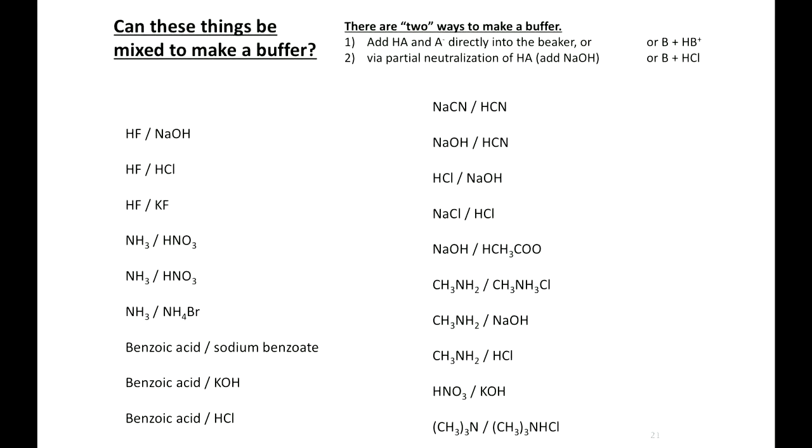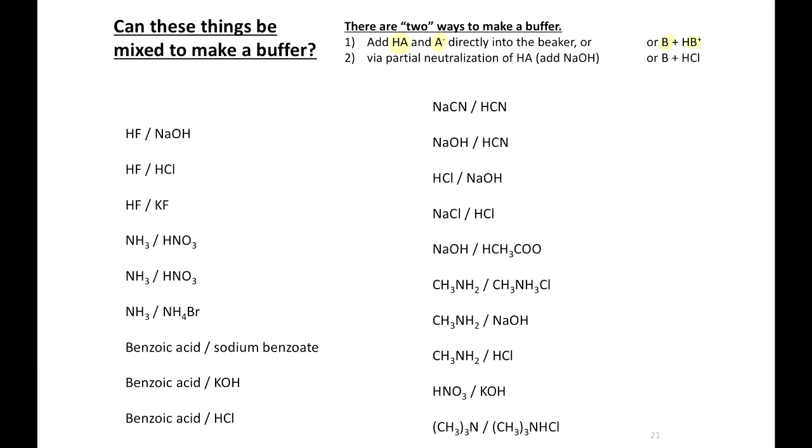Okay. I told you there are 2 ways to make a buffer. So you tell me, when you mix these 2 things, is it possible these things can mix to make a buffer? Remember, there are 2 ways to make a buffer. The goal is you need HA and A minus in that solution. Just somehow either add them directly or via partial neutralization. All right? Or it can be a base and its conjugate acid. That's the goal.